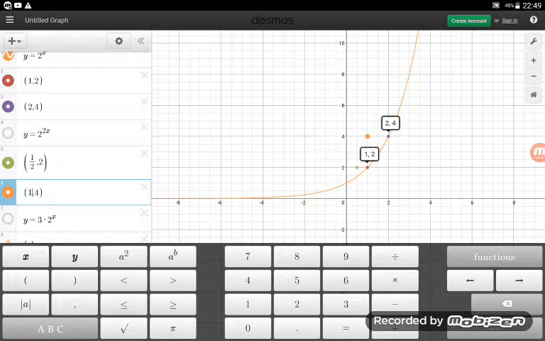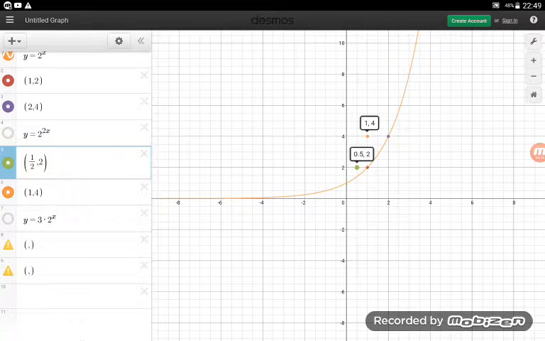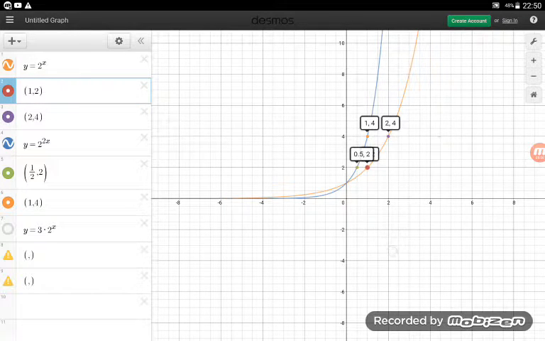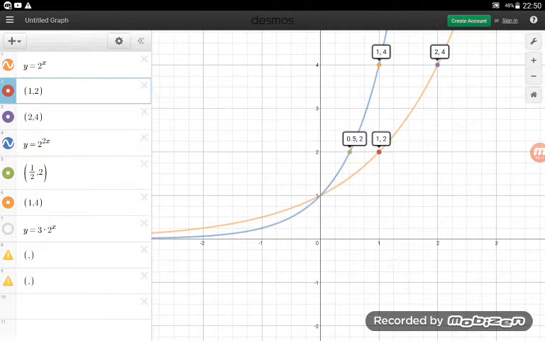So when I show my graph for y equals 2 to the power of 2x, the graph should pass through those 2 points. It should pass through (1, 4) and also (0.5, 2). Let's see if that's true. And it is true, so we did it. So we have a horizontal compression where the y values stay the same, but for the x values, we carry out the opposite of what we're multiplying the x with.